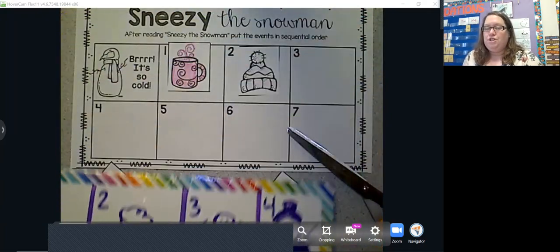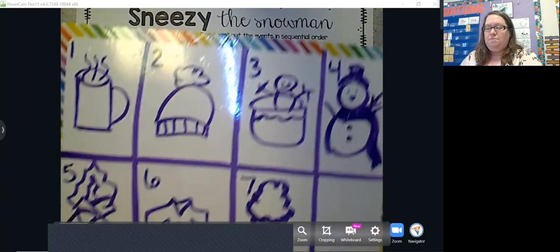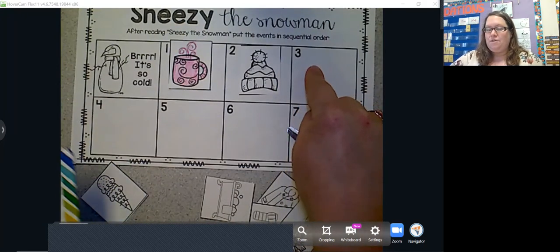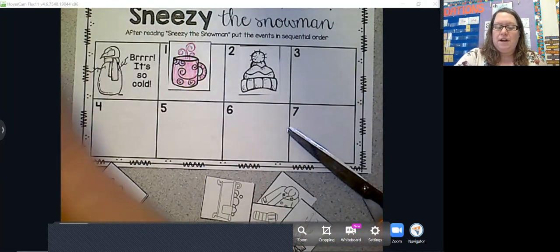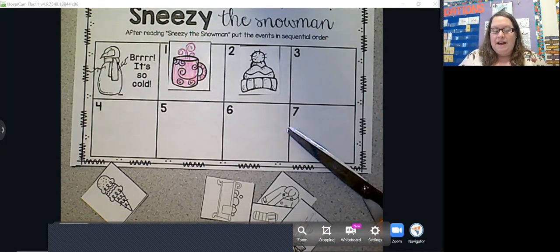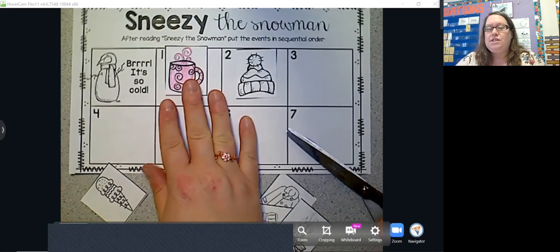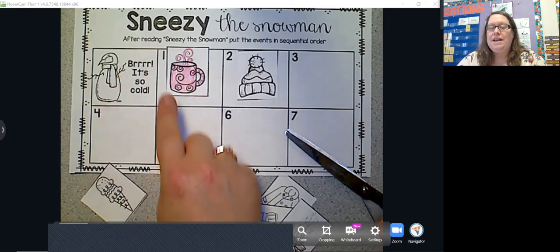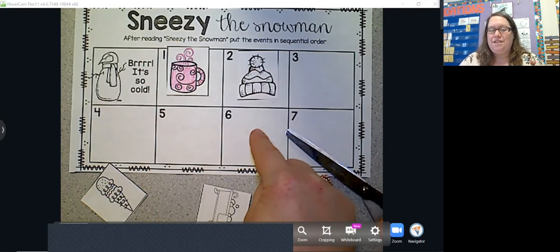All you're going to do is match your notes to your sequence board. You're going to keep going in order. Number 3 is going to be the same thing here. All right. So this is what I want you to work on. And then I want you to send me a picture of it when it's done. And I want you to also practice retelling the story. So I want you to take your paper, go to someone in your family and tell them all about Sneezy the Snowman and what happened to him in the story.